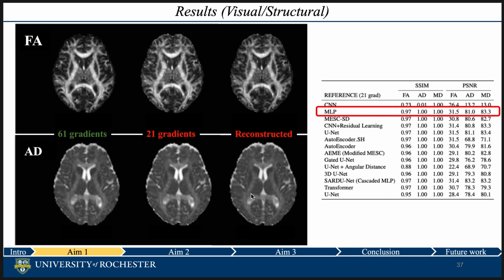Now, this is what our visual result looks like. For now, let's focus on the 61 and 21 gradient direction results for FA and NODDI. You will see that for 61 and 21 directions, the differences between these 2 kinds of maps are visually very hard to differentiate. Also, for the different reconstructed results using any of these deep learning approaches, it's very hard to distinguish them. And our structural similarity index and PSNR values give a quantitative evaluation or validation of this similarity.